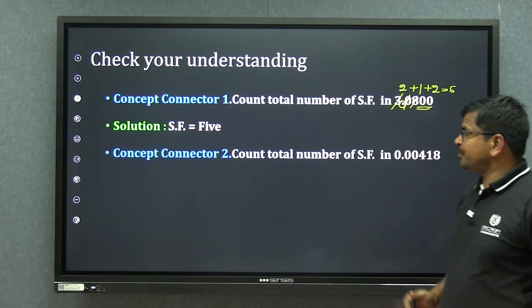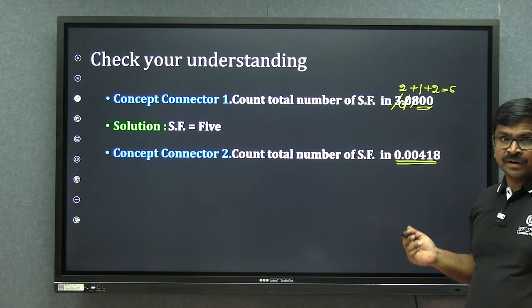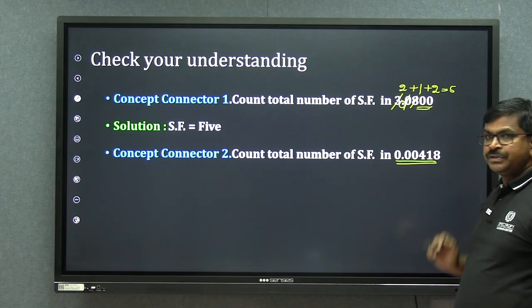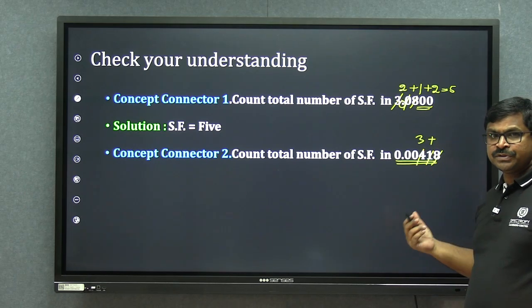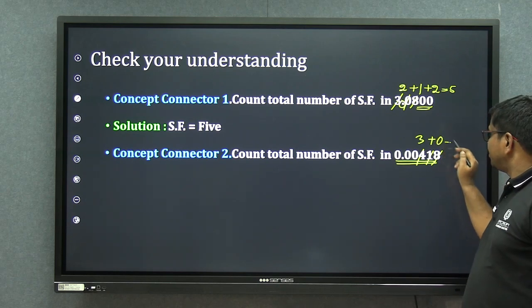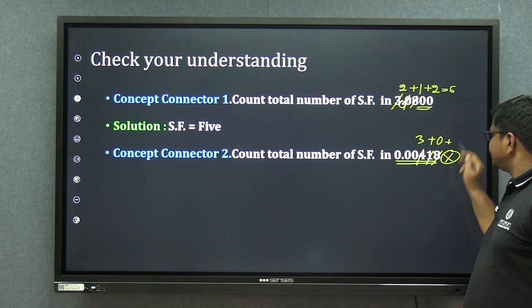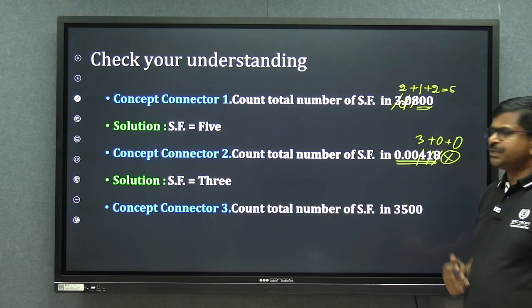Suppose you are given another question, something like this, 0.00418. It is a decimal number, and check how many non-zeros. 1, 2, 3. 3 plus how many zeros are between non-zeros, sandwich zeros? No sandwich zeros, 0. How many trailing zeros? No trailing zeros. So the answer is 3. It is this simple. Let me take another question here.